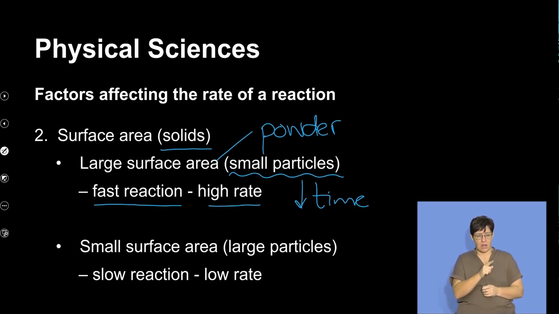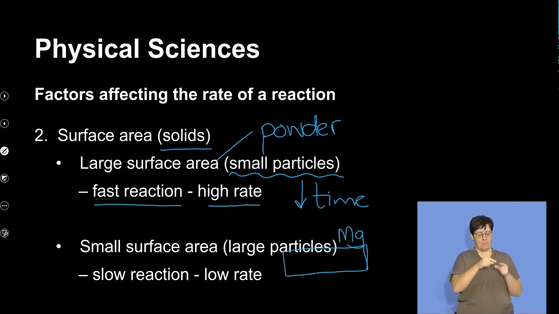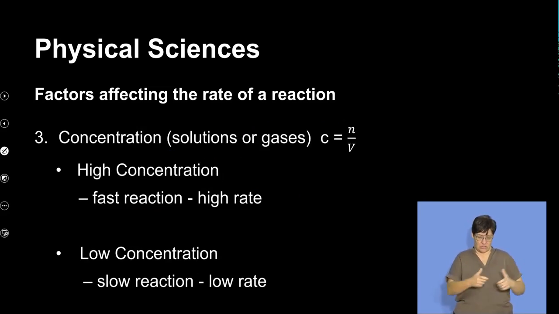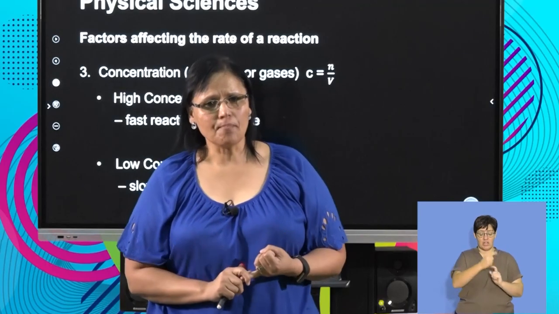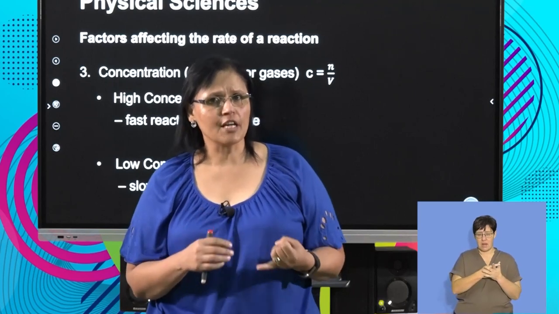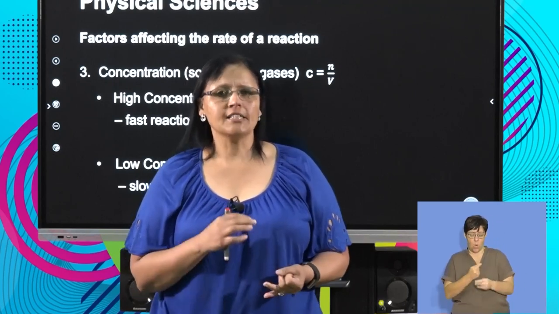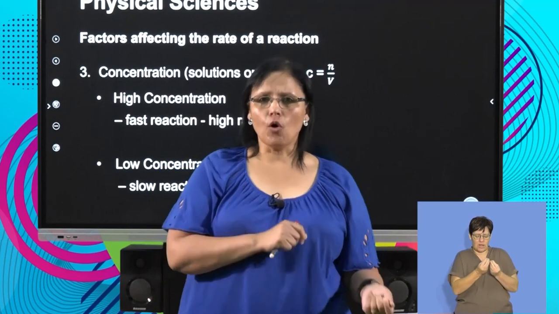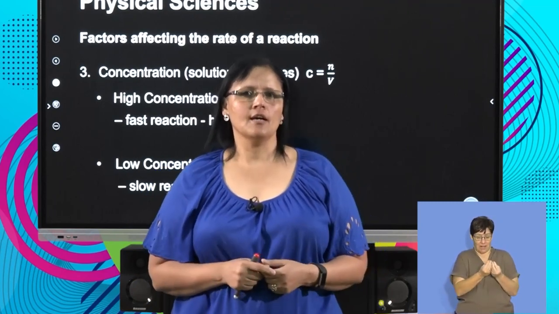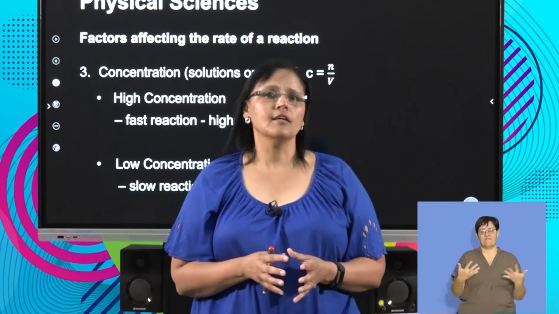When we talk about a small surface area, we talk about large particles, and what I can draw here for us is a piece of magnesium ribbon. Now that magnesium ribbon makes up a small surface area. Those are the first 2 that we spoke about. A change in temperature can alter the rate of reaction, or it can influence it. And surface area, if it's a small or a larger surface area, has an influence on the rate of the reaction.